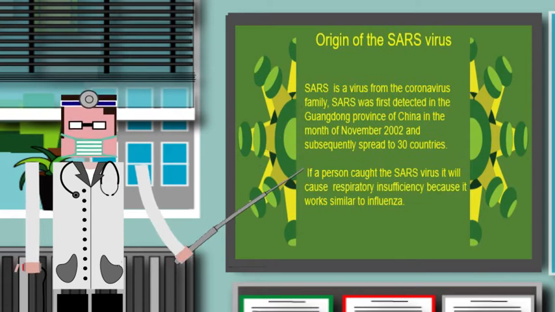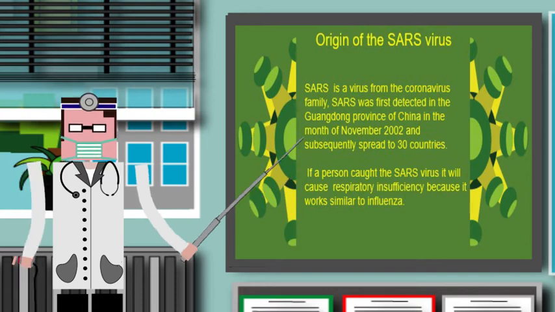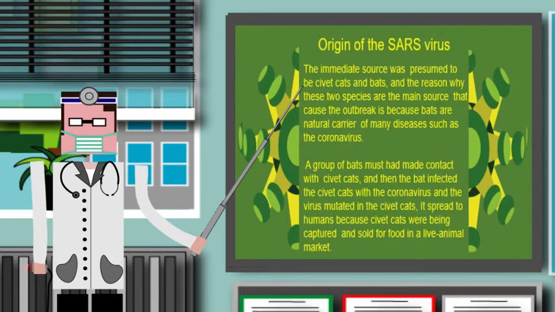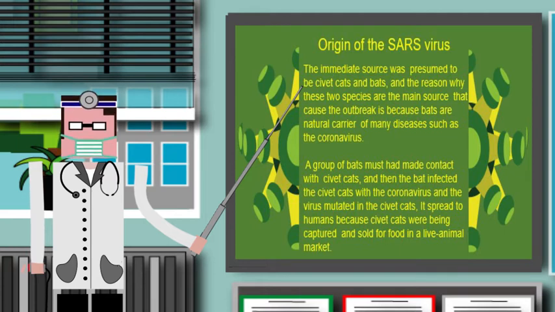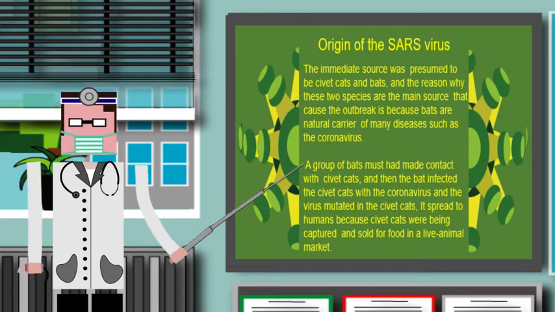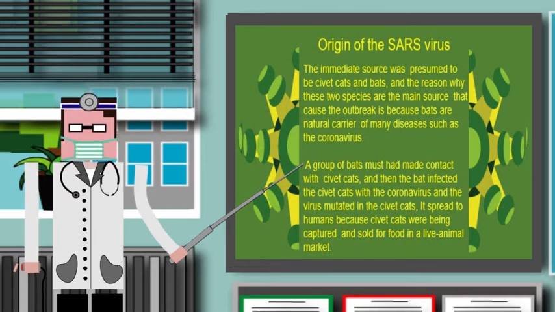If a person caught the SARS virus, it would cause respiratory insufficiency because it works similarly to influenza. The immediate source was presumed to be civet cats and bats. The reason these 2 species are considered the main source of the outbreak is that bats are natural carriers of many diseases such as the coronavirus. A group of bats must have made contact with civet cats, and the bats infected the civet cats with the coronavirus, and the virus mutated in the civet cats. It spread to humans because civet cats were being captured and sold for food in a live animal market.